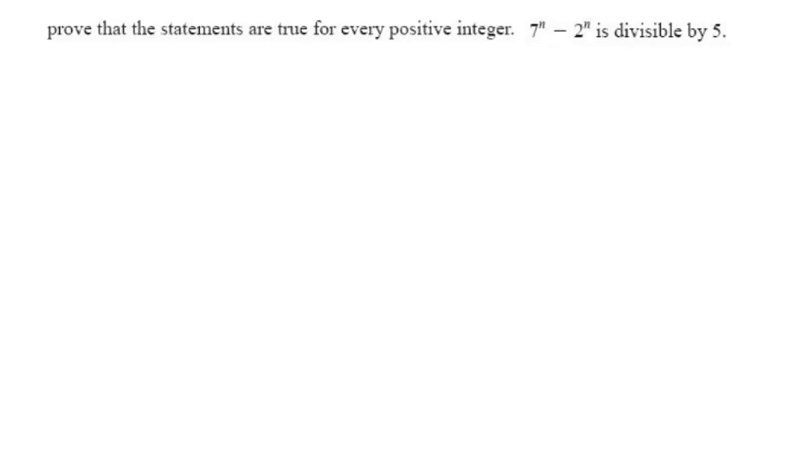So the same here. The question is asking, prove that 7 to the n minus 2 to the n is equal to 5m. And by the way, divisibility, we write it like this: 7 to the n minus 2 to the n divisible by 5. This is the symbol of it. You may see something similar in your homework.